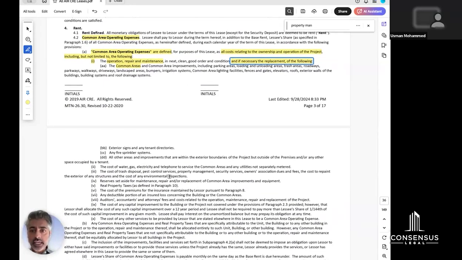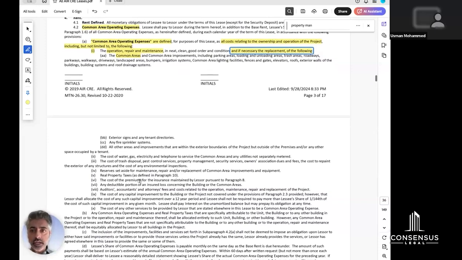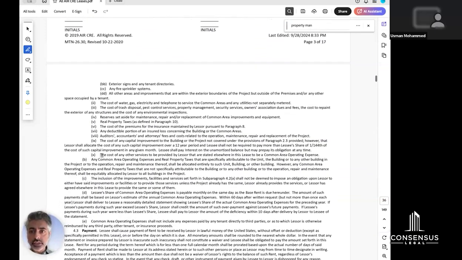I'm going to jump ahead just a little bit down to number 9 here. This discusses something like the roof. Lessor can pass through the cost of any capital improvement to the project. But what does it have to do? It can't charge it all in 1 month or 1 year. It passes through the cost over a 12-year period.